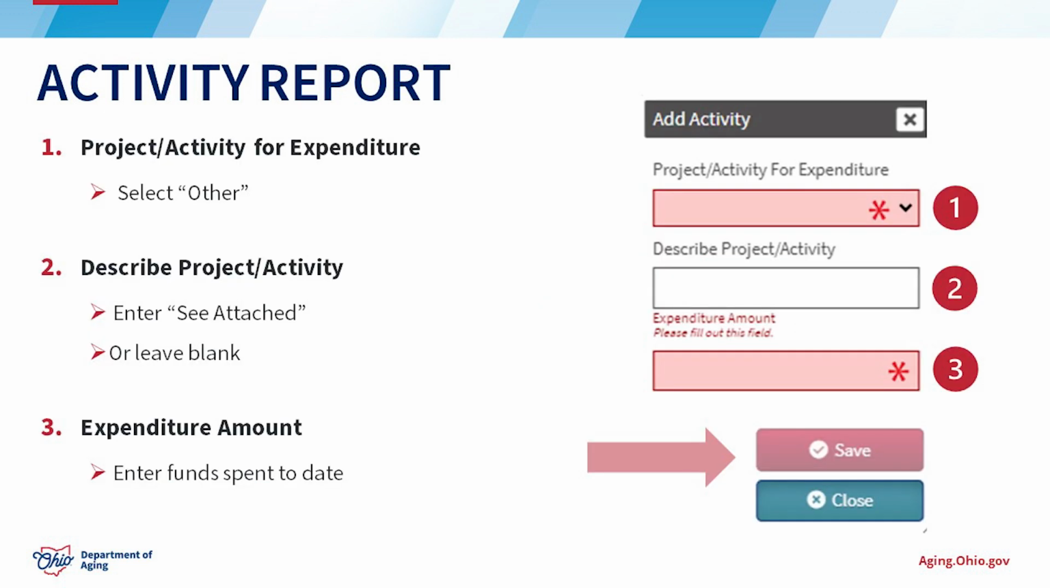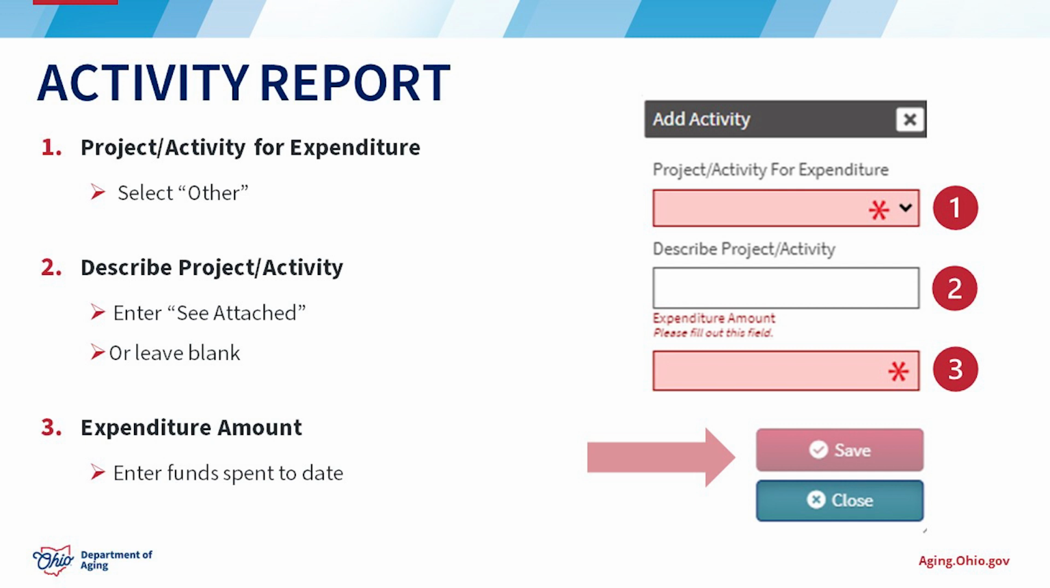An Add Activity box will then pop up for you to enter the details. Under the Project Activity for Expenditure field, a drop-down box will appear. Simply select Other. That should actually be your only option. For the second field, Describe your project activity, you can simply add See Attached or even choose to leave the field blank. You'll add your description in the program report that we'll talk about here in a moment.